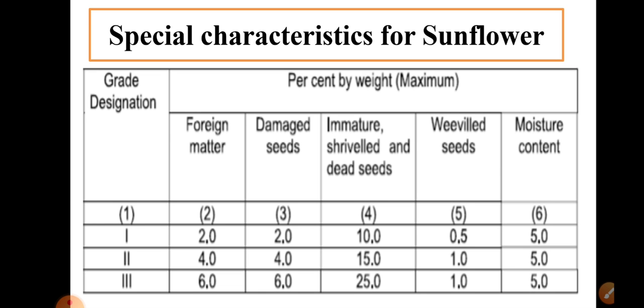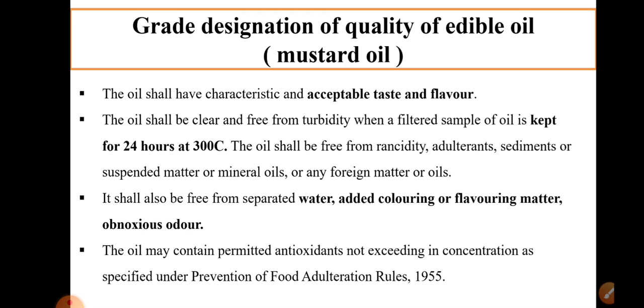Then the special characteristics required for sunflower. Same as groundnut, sunflower is also categorized into three grade designations: special, standard and general, or grade 1, grade 2 and grade 3. Its moisture content for all grades should not exceed 5%. Then what about mustard oil? Your mustard oil should be acceptable in taste and flavors. It should be refined for the purpose of removing all impurities from the raw oilseeds or raw oils.